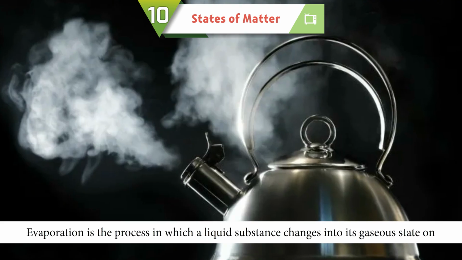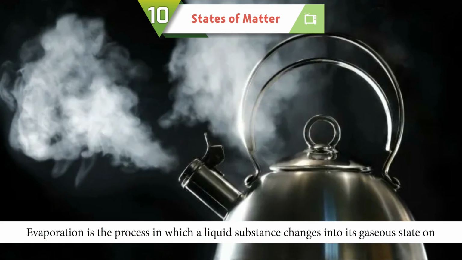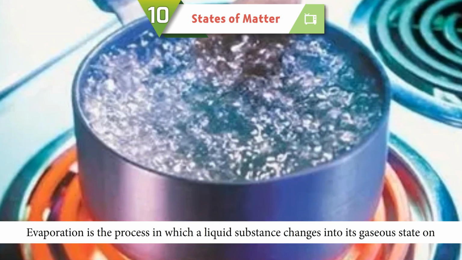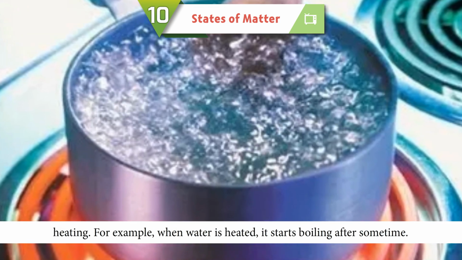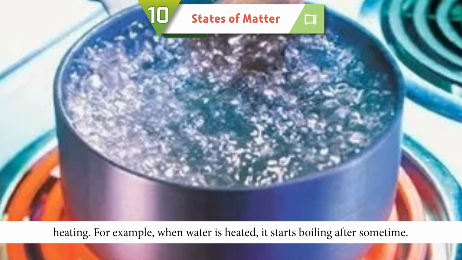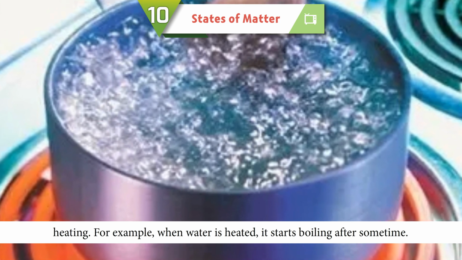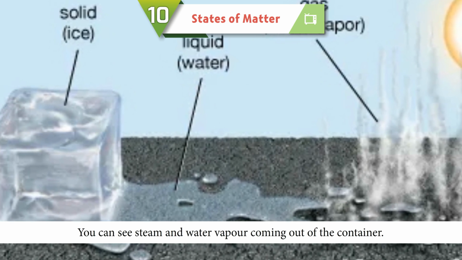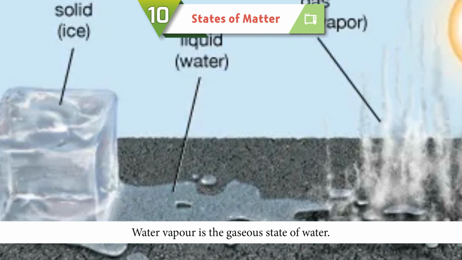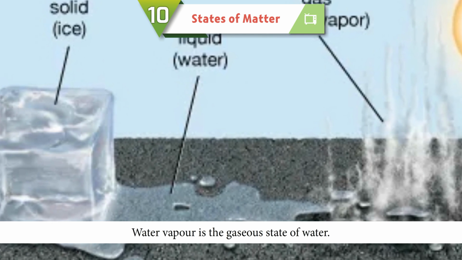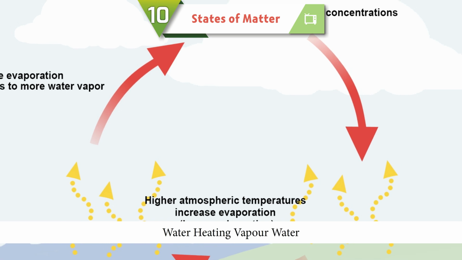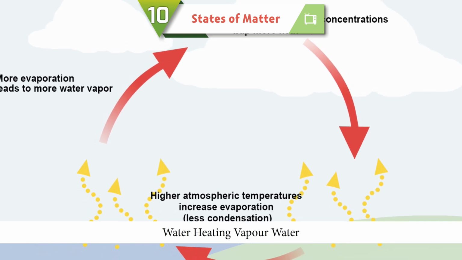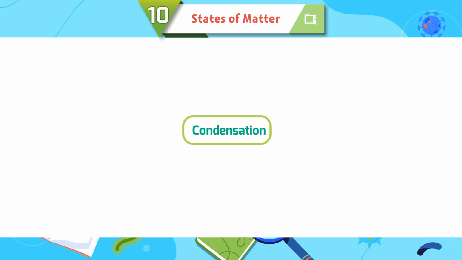Evaporation. Evaporation is the process in which a liquid substance changes into its gaseous state on heating. For example, when water is heated, it starts boiling after some time. You can see steam and water vapor coming out of the container. Water vapor is the gaseous state of water. Water on heating gives water vapor.